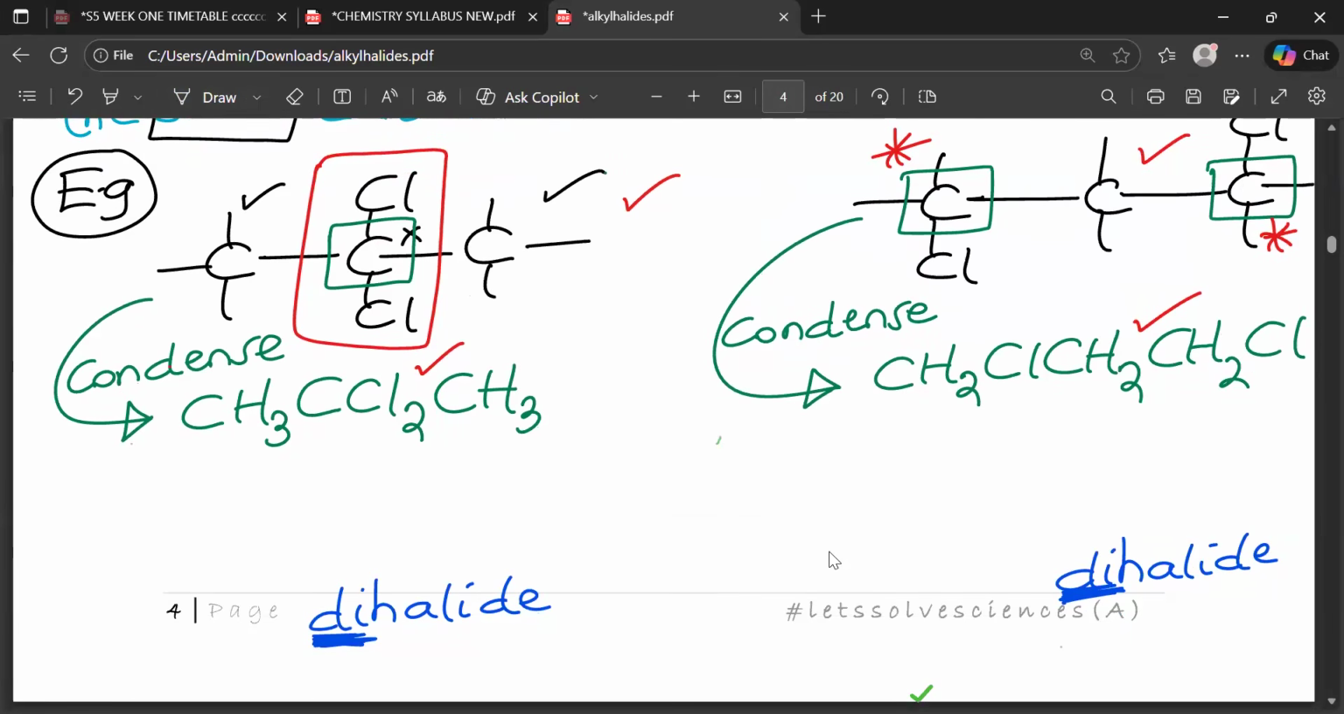I don't know which format we are going to use, but you are not supposed to forget this, because it is one of the things that make you a very good chemist. Very good chemist. Okay.